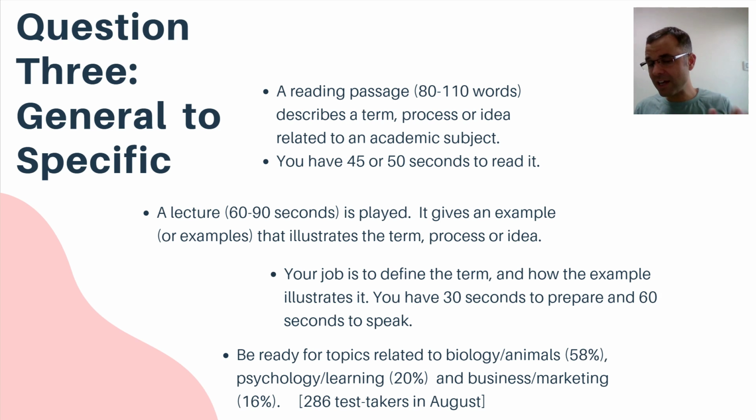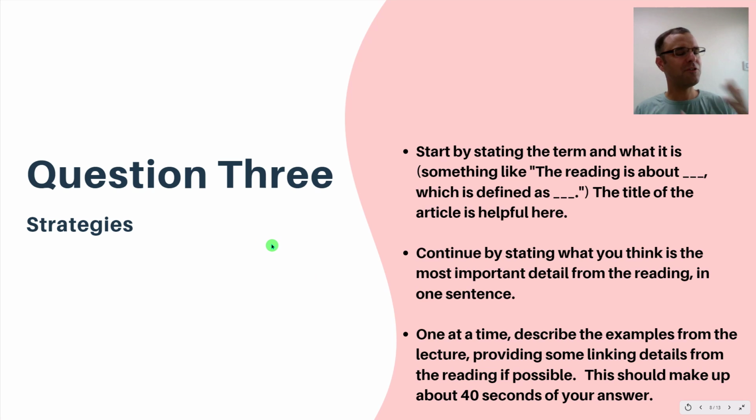Now, you could get something else entirely. You could get something like urban design, I think might have come up a little bit in the past. But the most common topic by far, biology and animals. Keep that in mind. A few basic strategies about answering this question.